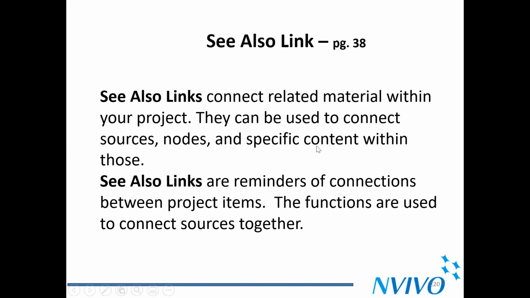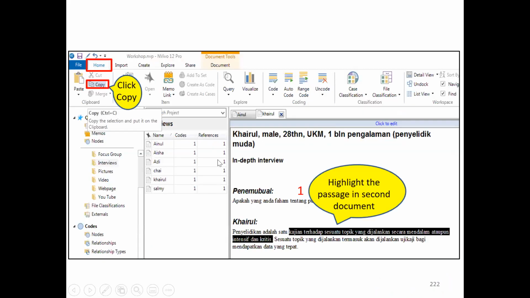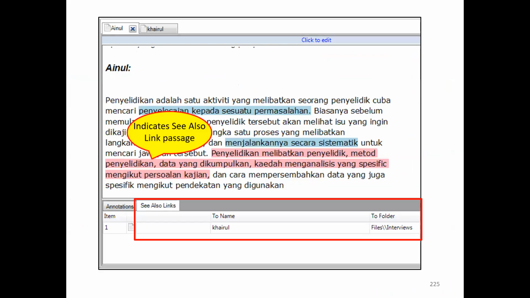So for example, if you read article A, a passage in article A reminds you of another passage in another article. That's what is meant by linking 2 or 3 articles together. For example, you read this one, and it reminds you of the second document. This one you can see later on, paste as see also link and so forth. This is what you need to do.